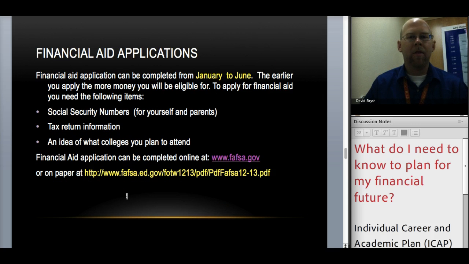So there's lots of different deadlines for each financial application. They're generally in the spring from January to June. So that's why I kind of highlighted that. And to apply for financial aid, you need some of these following items. You need a Social Security number for yourself and parents usually. You need tax return information a lot of times. You have to have an idea of what colleges you want to go to because the financial aid will be connected to what school you go to.